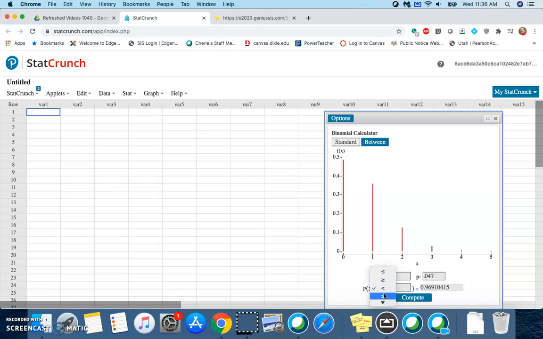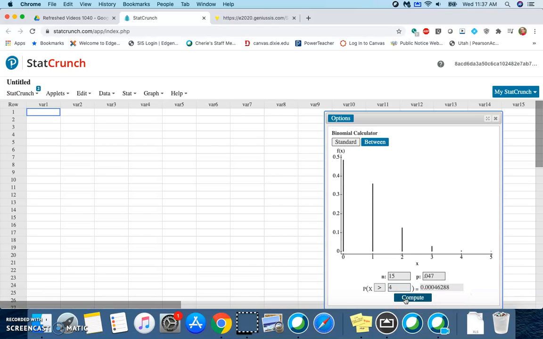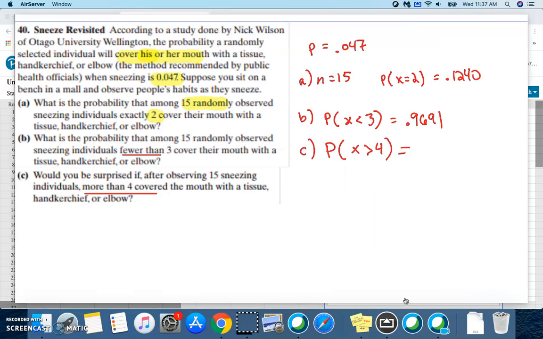So it's much easier to just do what we call a cumulative here using StatCrunch. So that probability is teeny. That probability is 0.0005. So would we be surprised? Yes, actually very surprised, because that probability is so small.